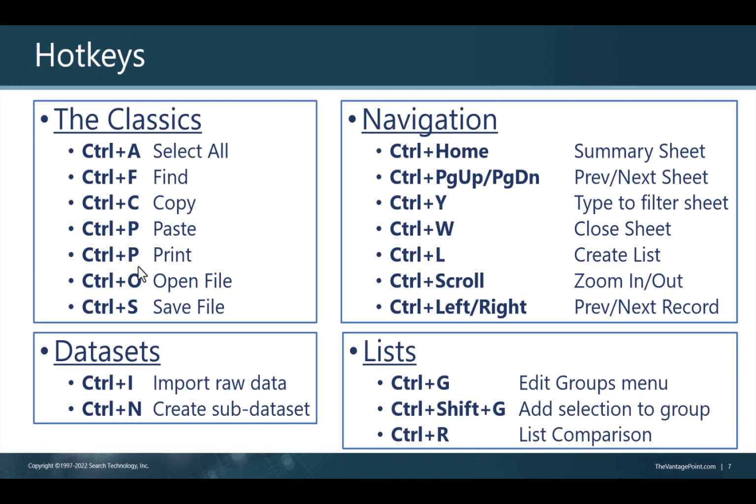Finally, there's a couple of extra special ones that work from a list. The Control G will open up the Edit Groups menu. Control Shift G will turn on the Add Selection to Group. And Control R will bring up the List Comparison menu.